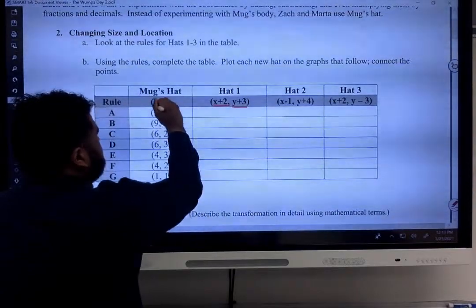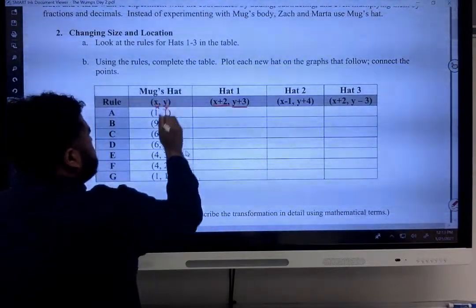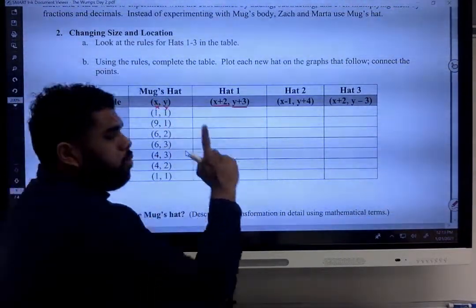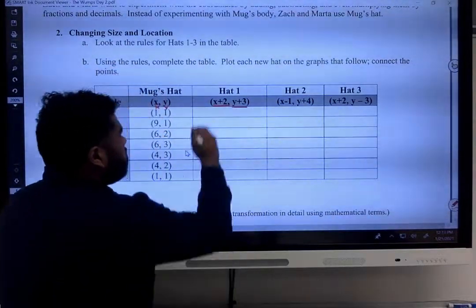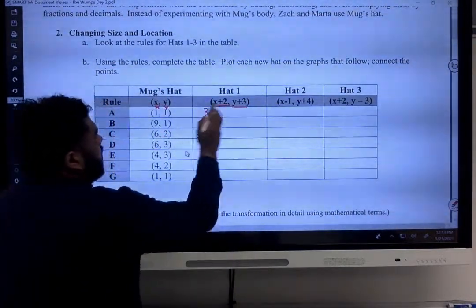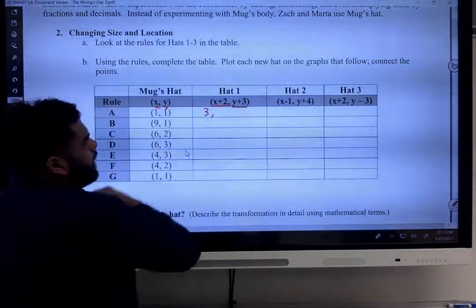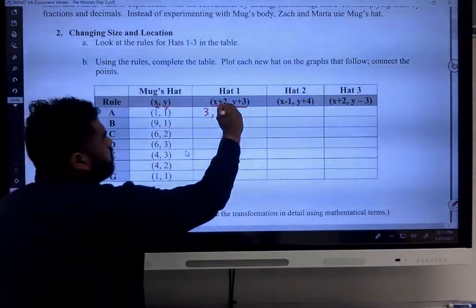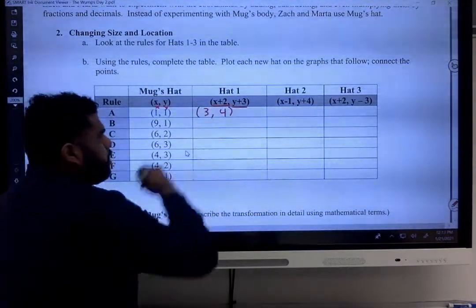So it's telling me that my x value, I'm going to add 2. So 1 plus 2 is going to be 3. And then it's telling me that the y value, I'm going to add 3. 1 plus 3 is 4. Okay, so that's my new point, (3, 4).